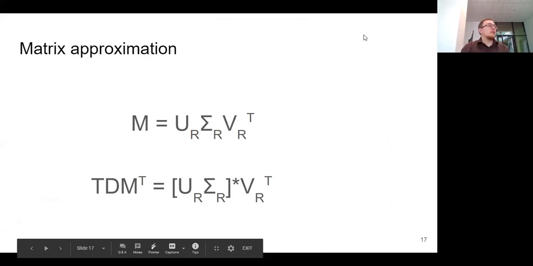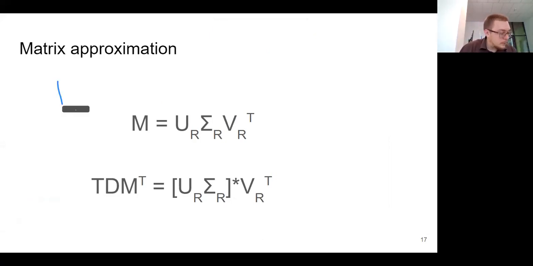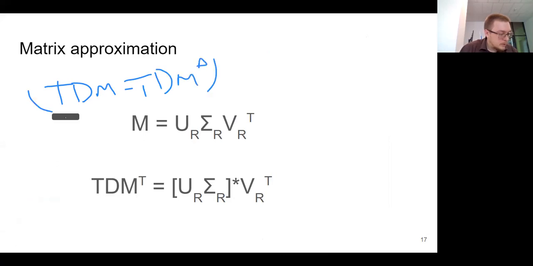Okay, so there is a norm. There is a thing which can say that this matrix, like TDM minus TDM approximate, equals 0, meaning that the Frobenius norm of this matrix is almost equal to 0. Okay, this is how we can measure it.